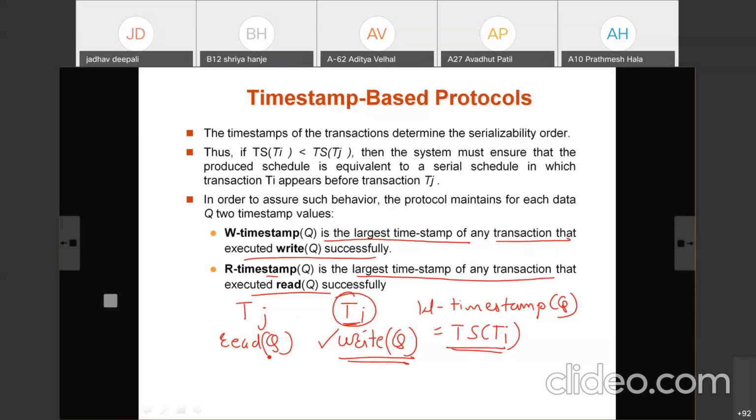Similarly, R-timestamp(Q) is the largest timestamp of any transaction that executed read(Q) successfully. If transaction TJ executes the read operation on Q successfully, then the R-timestamp of Q is TS(TJ). Successful reading is important because reading or writing instructions that conflict with each other may create problems. Is it clear to everyone what the timestamp is?